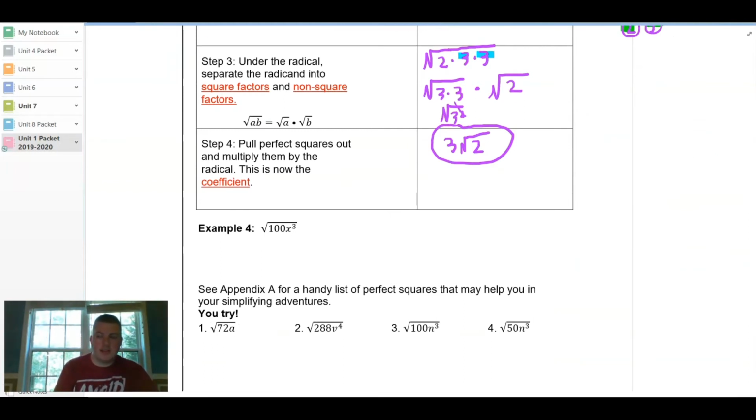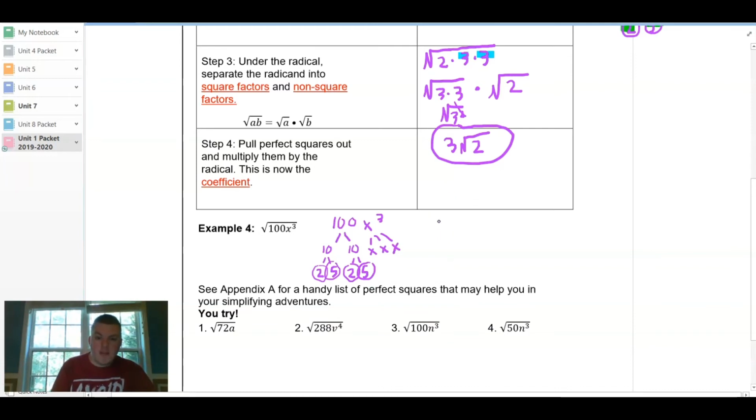So we're going to follow that same process. We're going to first do a factor tree. So I have 100x cubed. Now 100 we can break down to be 10 times 10. We can break down 10 to be 2 times 5 and 2 times 5. Now each of those are prime numbers, so I'm going to circle them. And then when I have x cubed, that can break down to be x 3 different times.